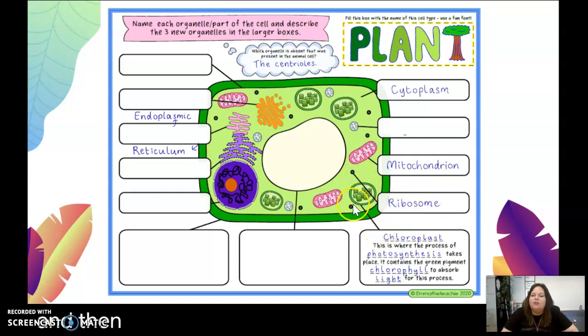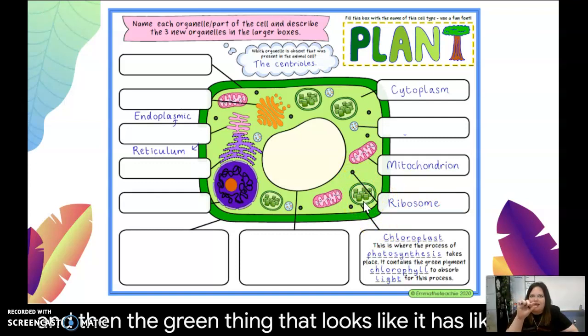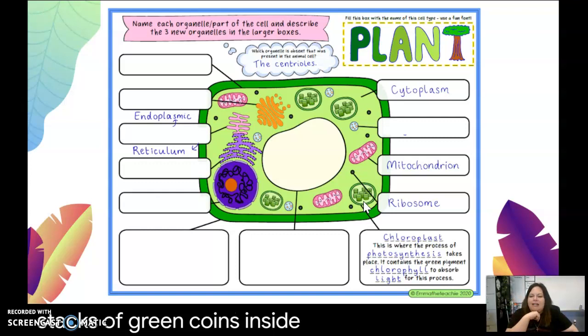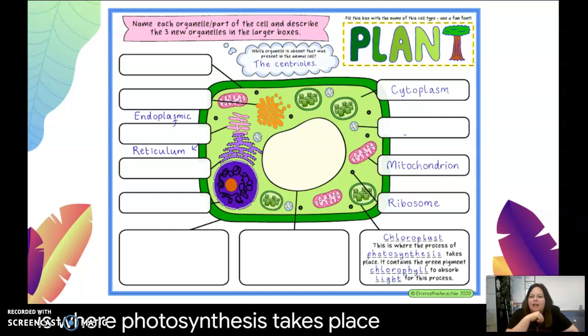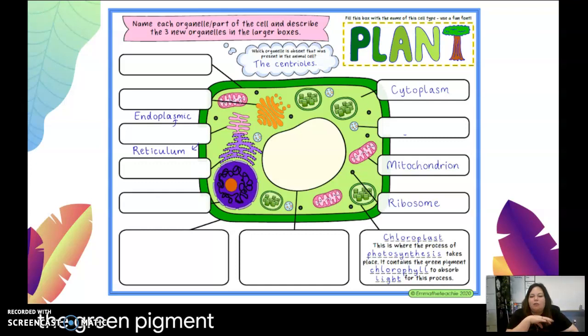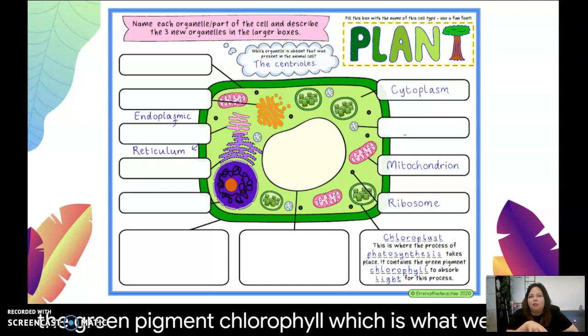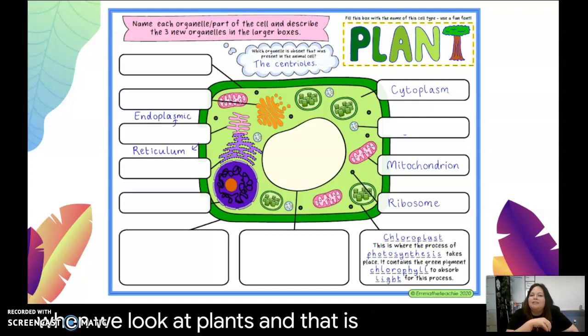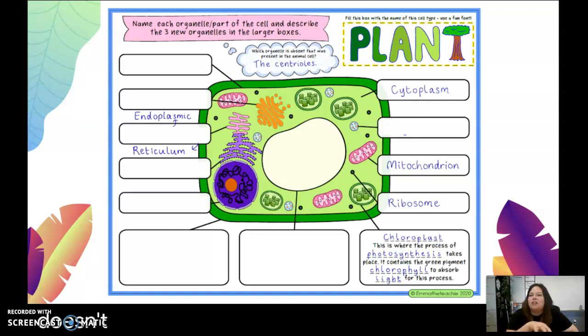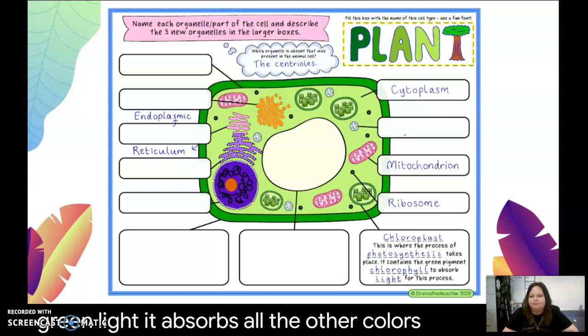All right, and then the green thing that looks like it has little stacks of green coins inside, that is a chloroplast. This is where photosynthesis takes place, and it gives us the green pigment chlorophyll, which is what we see when we look at plants, and that is because it doesn't actually absorb green light. It reflects the green light. It absorbs all the other colors.